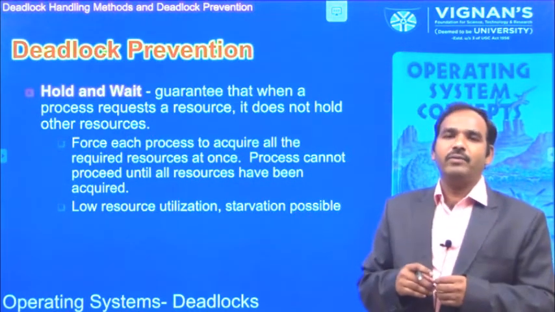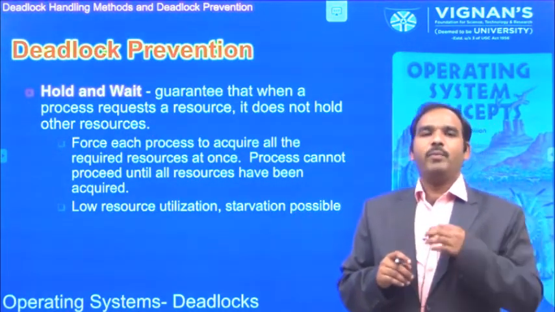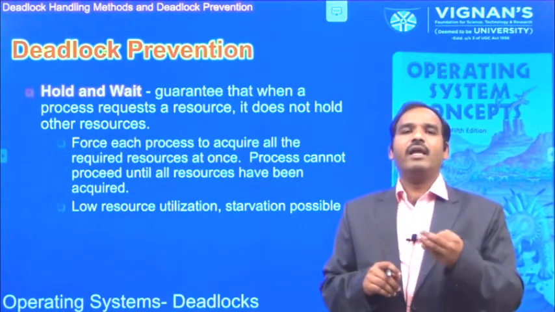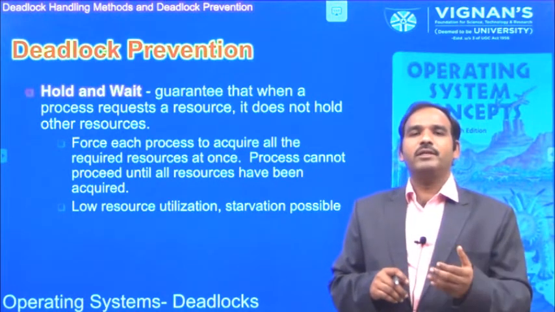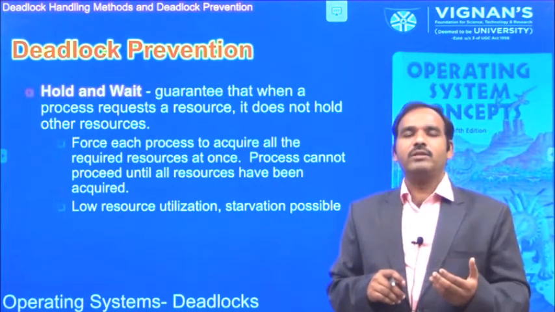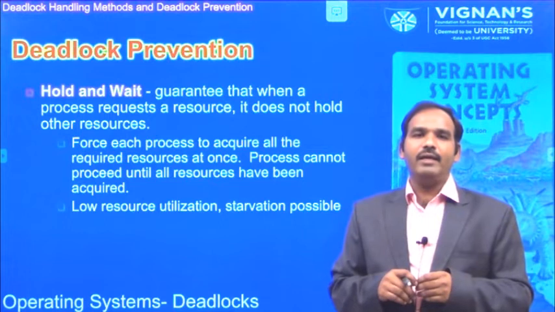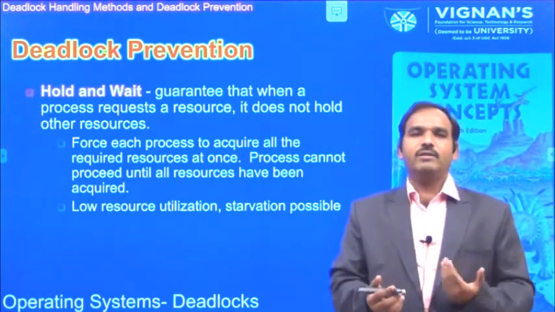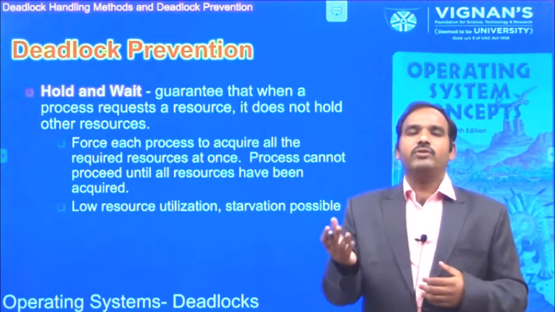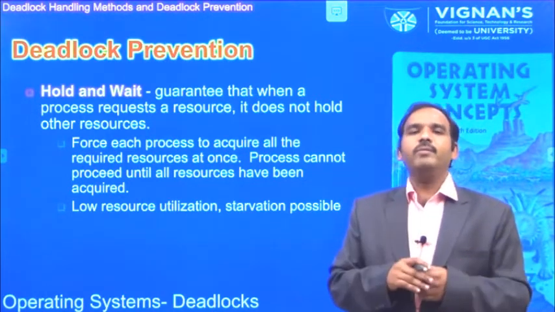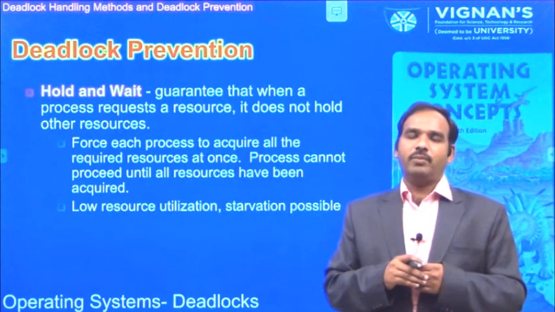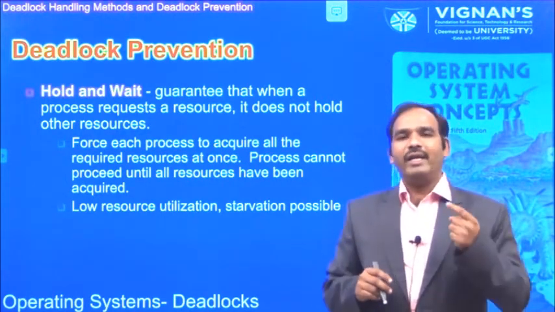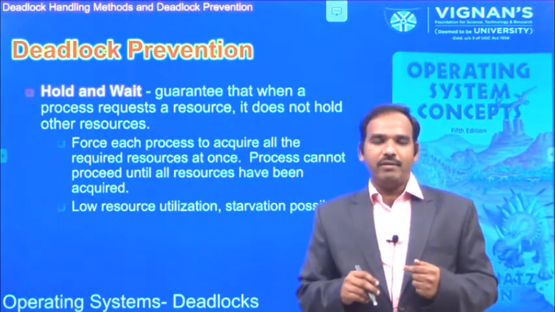And the second alternative protocol is, if the process wants to request any other resource, that process must release the resources already allocated. If the process has released the already allocated resources, then only other resources will be allocated to that process. We have two protocols, two rules, to eliminate hold and wait.